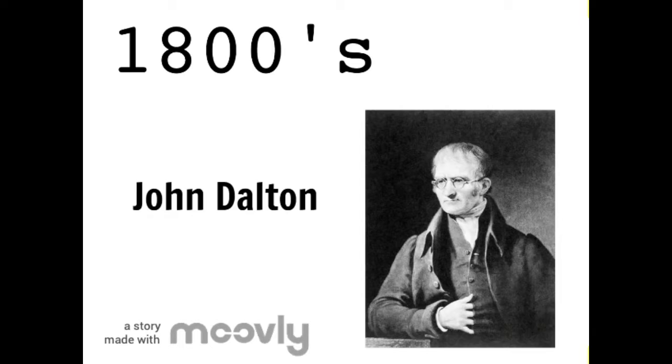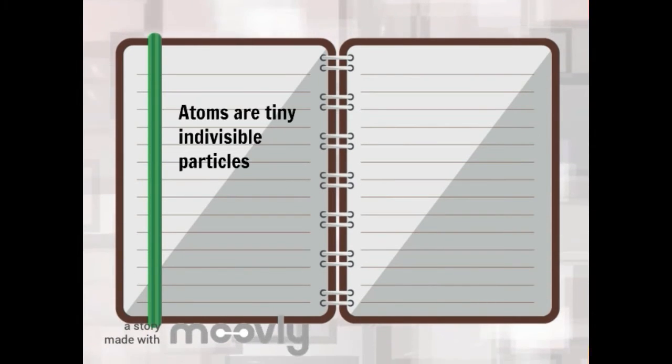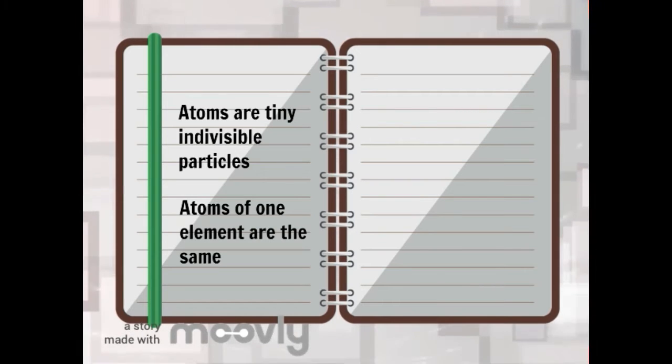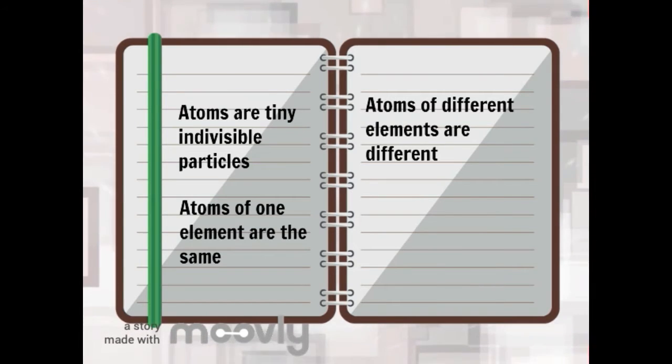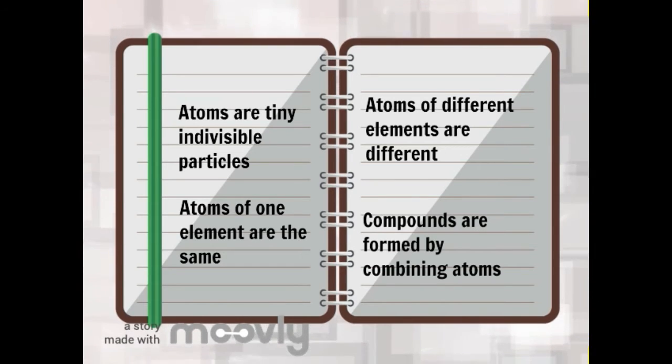Fast forward to early 1800s, a school teacher from England, named John Dalton, studied about chemistry and discovered that atoms do exist. In his atomic theory, he discussed that atoms are, number 1, tiny indivisible particles, 2, atoms of one element are the same, 3, atoms of different elements are different, and lastly, compounds are formed by combining atoms.